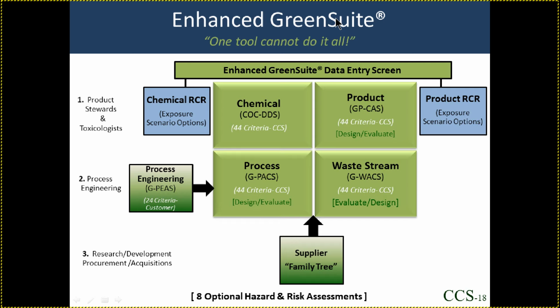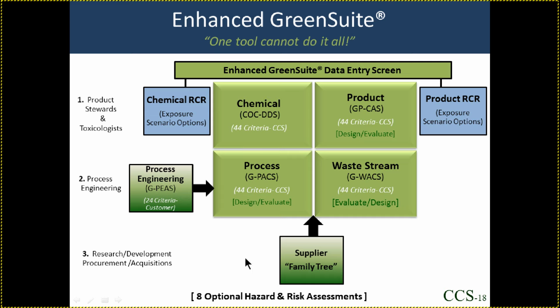Green Suite, or the Enhanced Green Suite as we call it, is made up of 8 optional hazard and risk assessment tools or modules. The 4 big green boxes in the middle all use the 44 endpoint criteria. The 2 blue boxes for risk characterization ratio, or chemical and product RCRs, are an expanded exposure scenario developed from algorithms that the Dutch Food Directorate developed, and their corresponding database in their system. And then we have a process engineering tool that has 44 criteria with the information coming from industry.